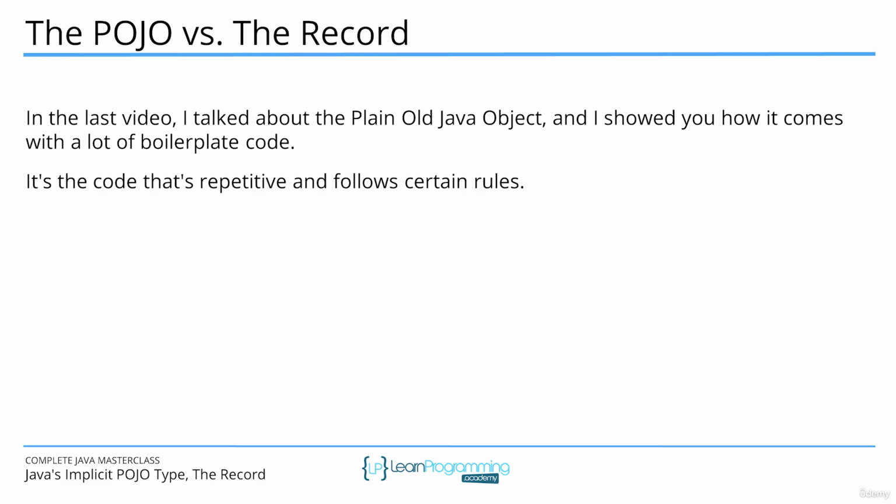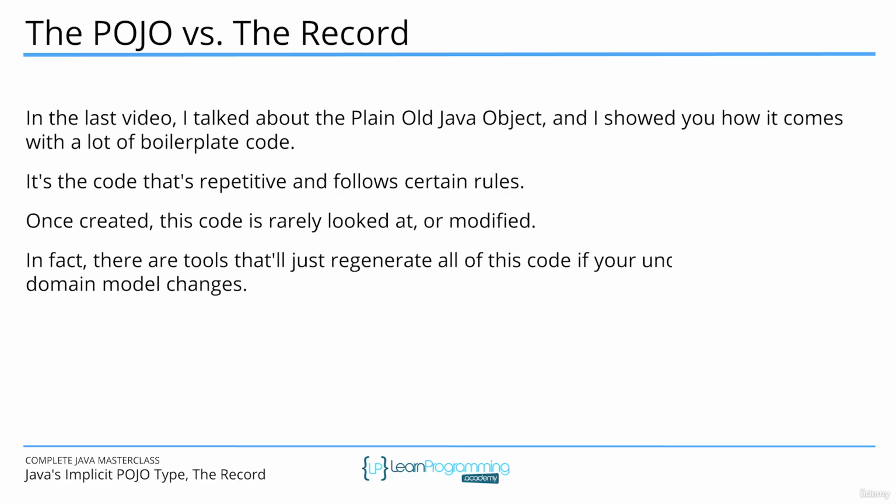This is the code that's repeated over and over for every Pojo or for every Java Bean if you're using Java Beans to leverage Java frameworks that use them. Once created, this code is rarely looked at or modified. In fact, there are tools that'll just regenerate all of this code if your underlying data or domain model changes. It's time now to discuss what I think is a better alternative to Pojos, the record.